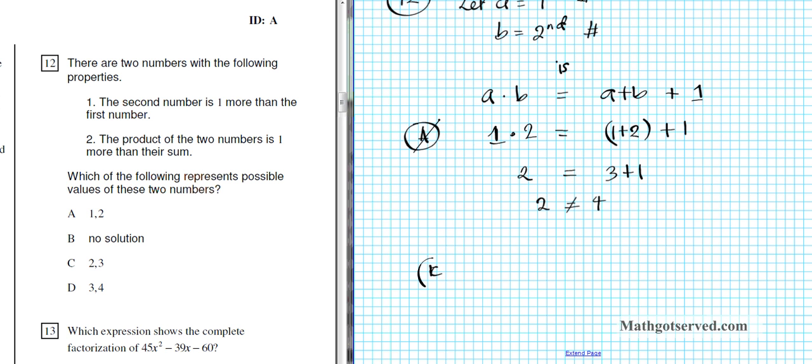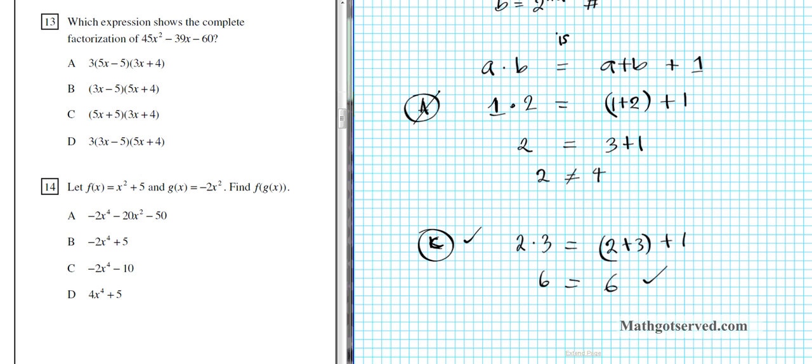Let's shift to option C. And note, if option C and D do not work, then B will be our answer because there are no solutions. All right, so let's try 2 and 3. Is 2 times 3, a product, equal to the sum of the two numbers, 2 plus 3 plus 1? 2 times 3 is 6. 2 plus 3 is 5, plus 1 is 6. 6 equals 6. That checks. So our answer is option letter C.